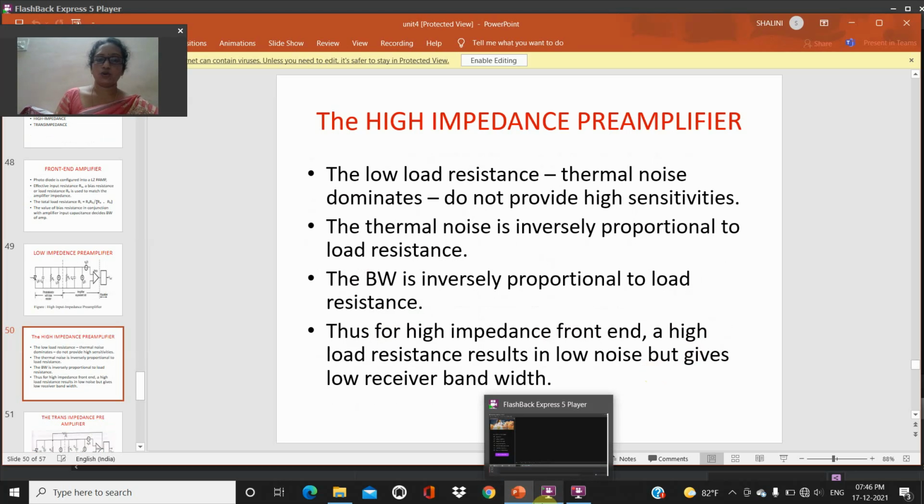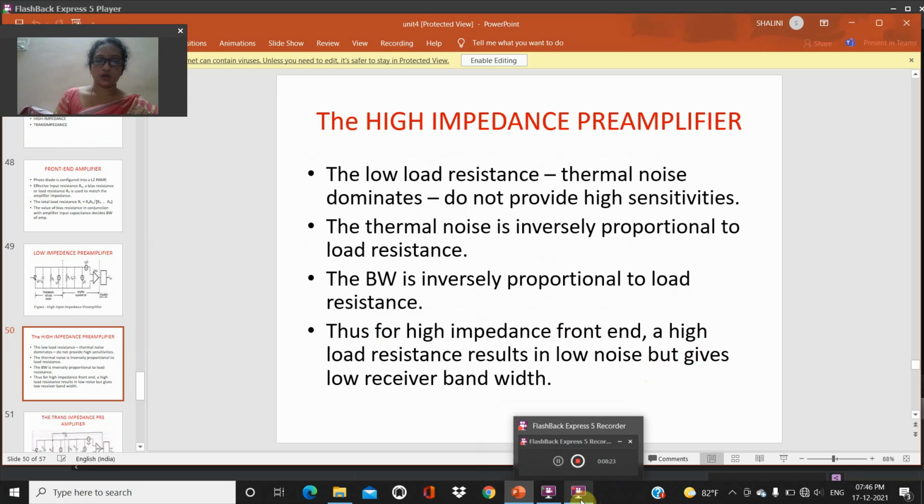With a low load impedance, thermal noise dominates and it does not provide high sensitivity. The thermal noise is inversely proportional to load resistance. The bandwidth is inversely proportional to load resistance. Thus, for a high impedance front end, a high load resistance results in low noise but gives low receiver bandwidth.